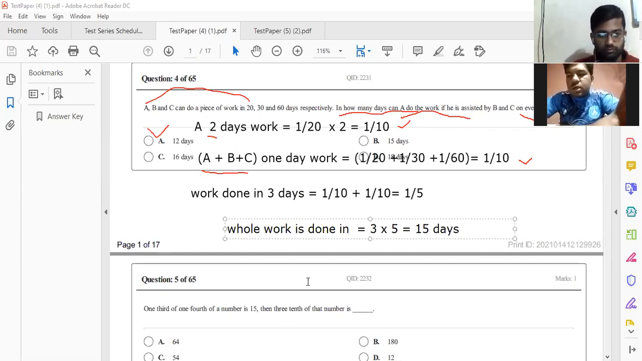सर 3 से मल्टीप्लाई क्यों करें? क्योंकि हम यहाँ पे क्या कर रहे हैं, हम हमेशा एक एक दिन का कैलकुलेट करते हैं, तो रेसिप्रोकल लेते हैं। सी, ए जो है वो 20 दिन में काम कर रहा है, मतलब एक दिन में ए कितना काम कर रहा है, तो हमने 1/20 लिया। Similarly we are considering 1/30 for 1 day work, 1/60 for 1 day work. Means actually he is doing it in 20 days, 30 days, 60 days, but for 1 day he is doing 1/20, 1/30 and 1/60. Similarly, we are getting work done in 3 days is equal to 1/5. Means the whole work is done in 3 multiplied by 5.